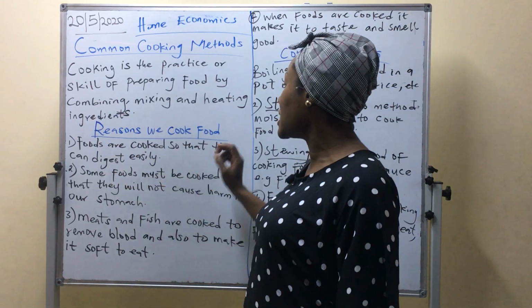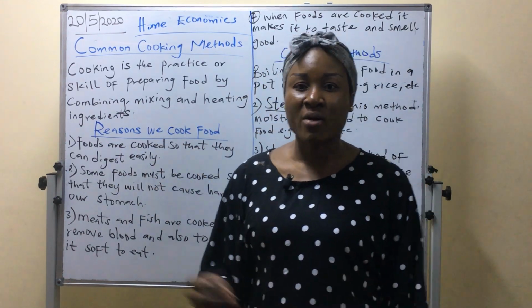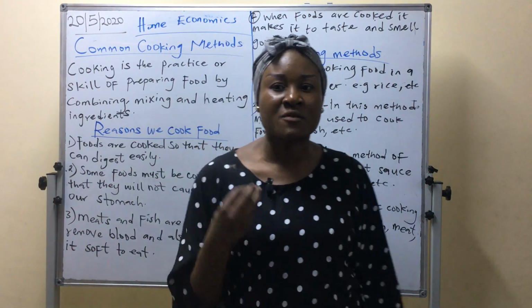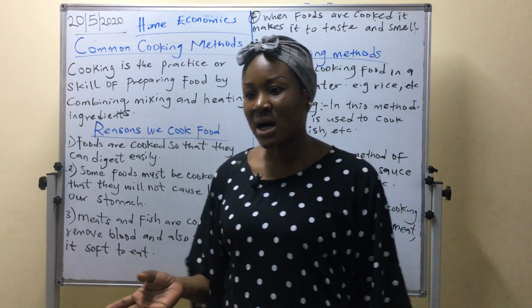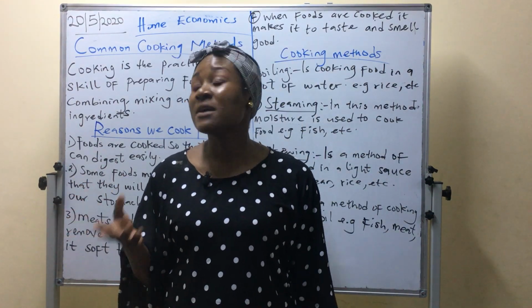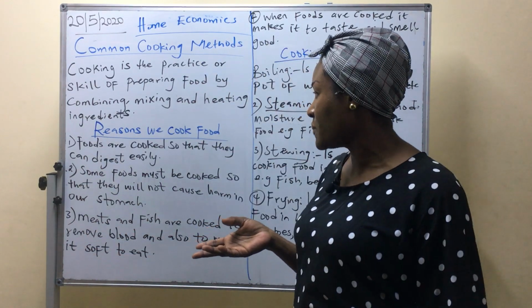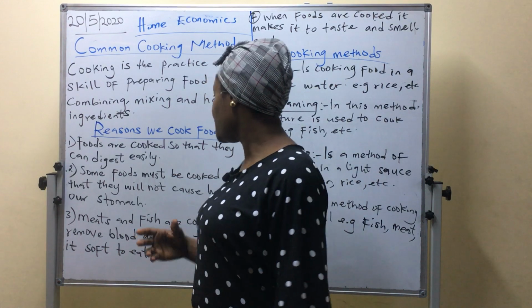Foods are cooked so that they can digest easily. For example, food like rice. You can't just get your rice from the market and start swallowing it, or your potato and start chewing it raw. They won't digest. In fact, it might even cause harm in your stomach. So we cook food so that they can digest easily.